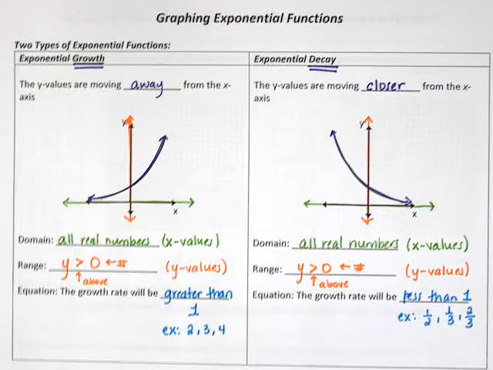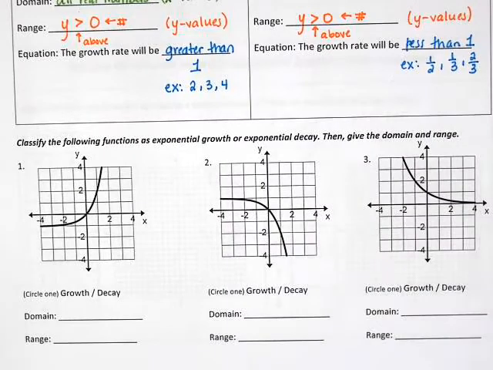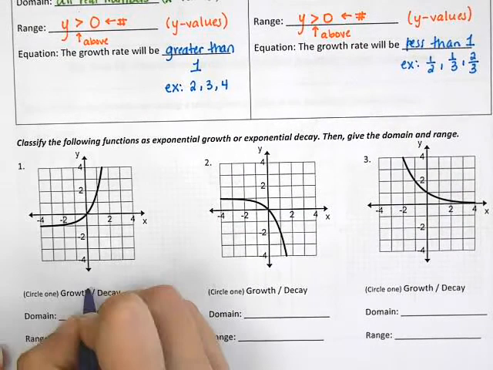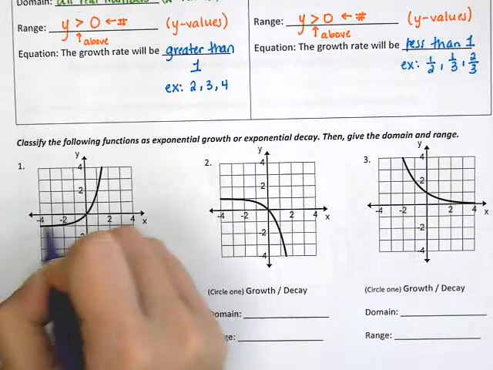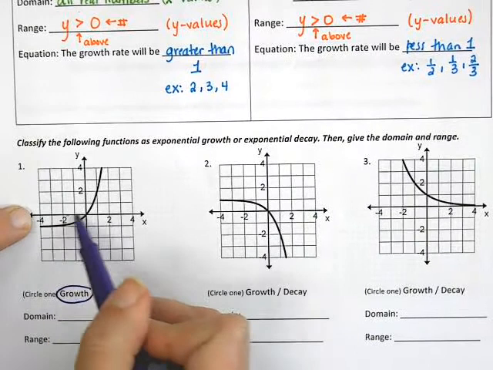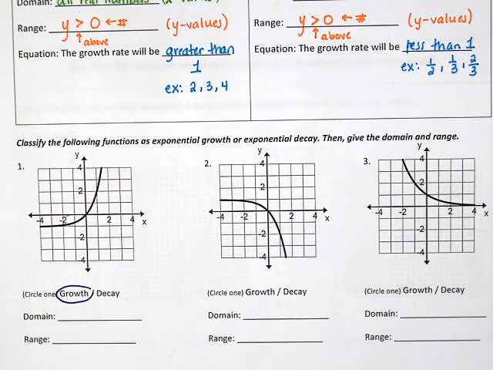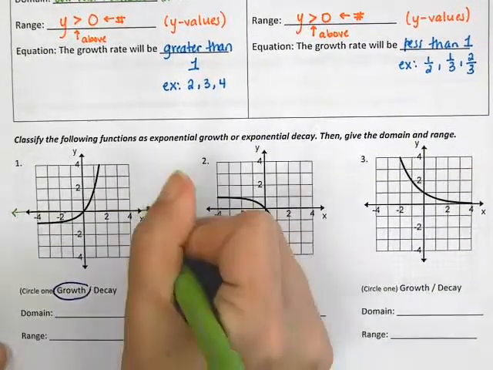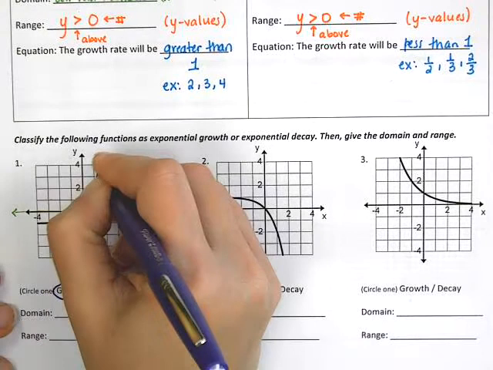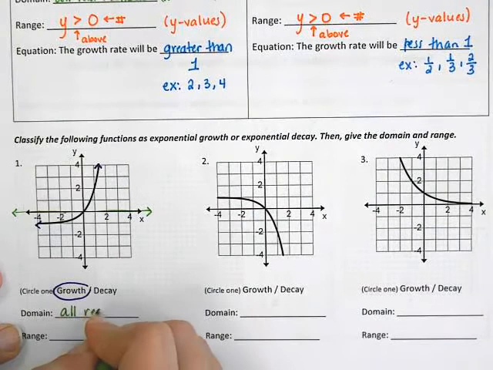Now let's go ahead and look at some graphs. We're going to try to decide whether we have a growth or decay graph and then describe the domain and the range. So in the first graph, I can tell that I have a growth graph because as I go towards the right, it's getting farther away from the x-axis. Now the domain would be describing the x values. Because this graph goes as far as I can see to the left and as far as I can see to the right, this is going to be all real numbers.